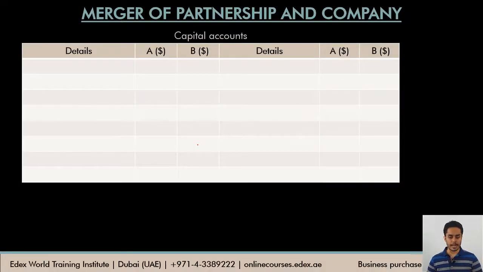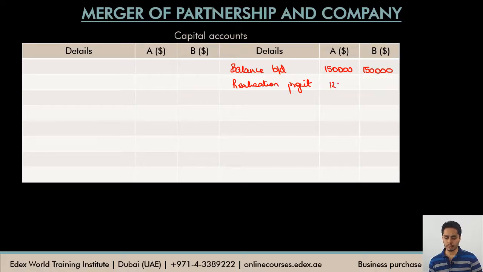Once the realization account is done, we also need to prepare our capital accounts of the partners. So we have a columnar capital account here. Capital account would obviously begin with balances brought down from the balance sheet, which is 150,000. Then let's transfer the realization profit of 12,500, 12,500.